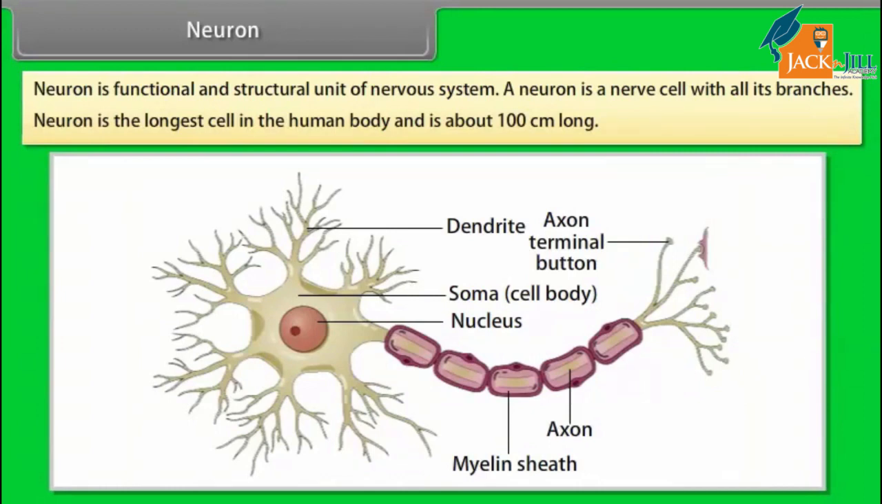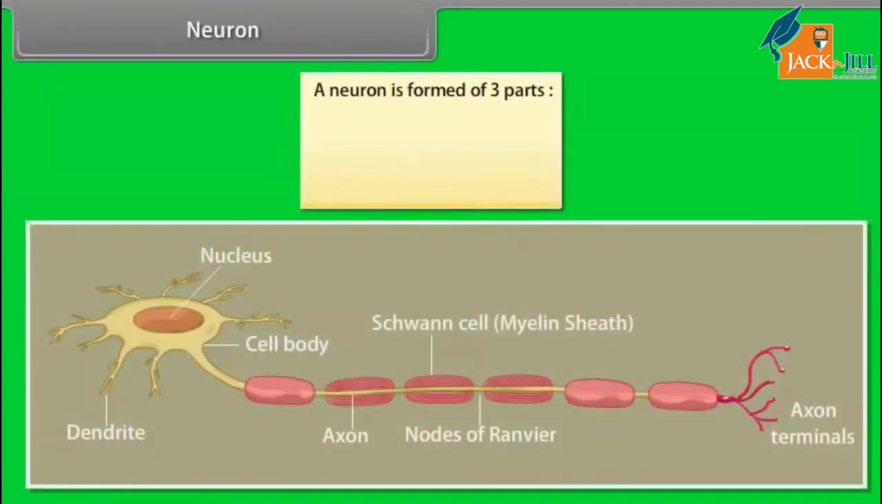Neuron is the longest cell in the human body and is about 100 centimeters long. A neuron is formed of 3 parts: cyton, dendrites, axon.